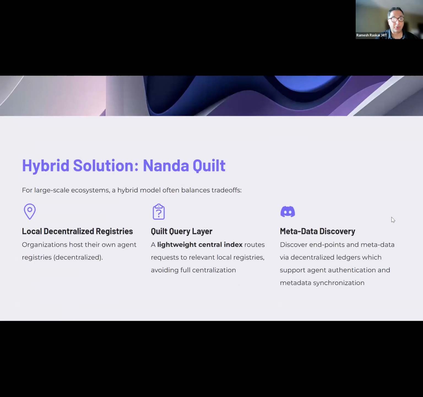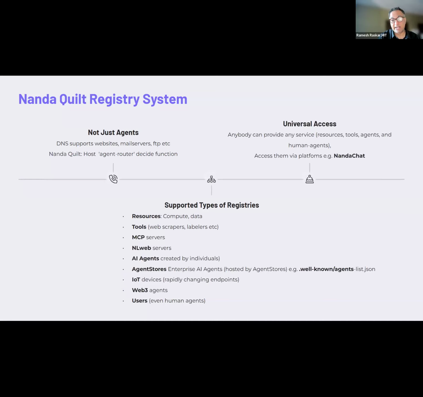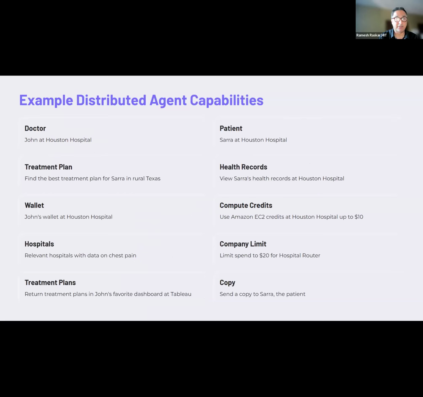And I think the NANDA quilt approach is a hybrid approach where anybody can maintain their local decentralized registry, but there's a lightweight central index that routes to the relevant local registries to avoid full centralization. And the metadata is not kept on the main registry, but off this registry. So we'll be talking about this in the 5 papers that are coming up. And again, the goal is to really support every type of resource: tool, MCP server, NL Web, AI agents, agent stores, IoT, Web3, and users themselves. So you'll see a lot about that today.